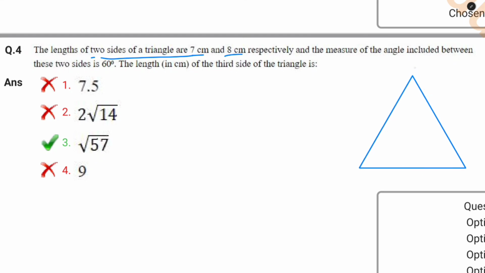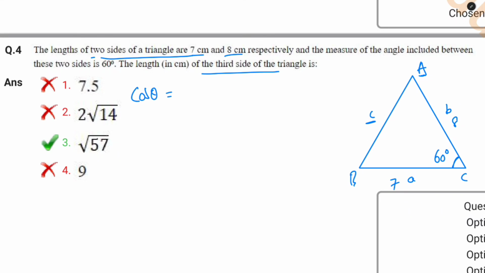Suppose this is triangle ABC. So the side here will be small a, this will be small b and this will be small c. Capital A is opposite small a, capital B is opposite small b. So two sides are 7 and 8. They have given the measure of the angle included between these two sides, angle in between these two sides, so this will be 60 degrees. We have to find the length of the third side.